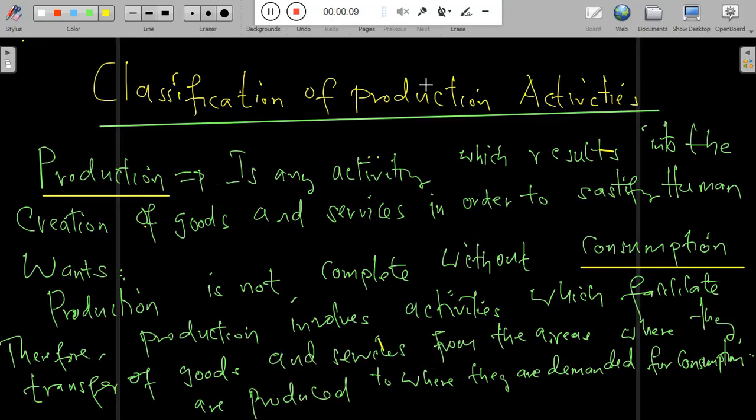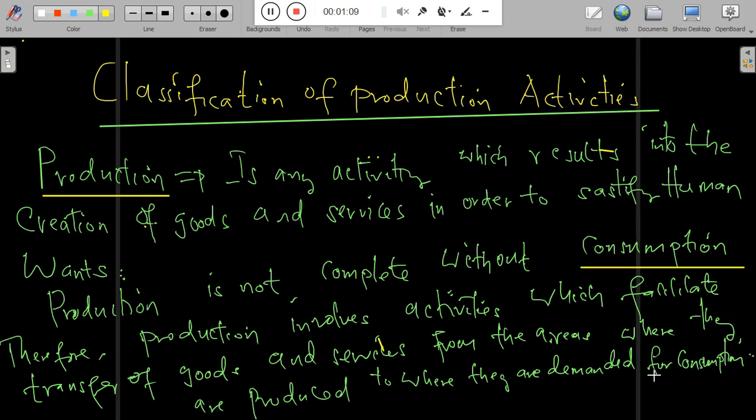We are going to look at the classification of production activities. As you understand, production is any activity which results in the creation of goods and services in order to satisfy human wants. It can be the production of maize, it can be the production of sugar, any kind of production that involves goods and services, that involves combining the input factors of production to produce a given output. That is what is referred to as production.